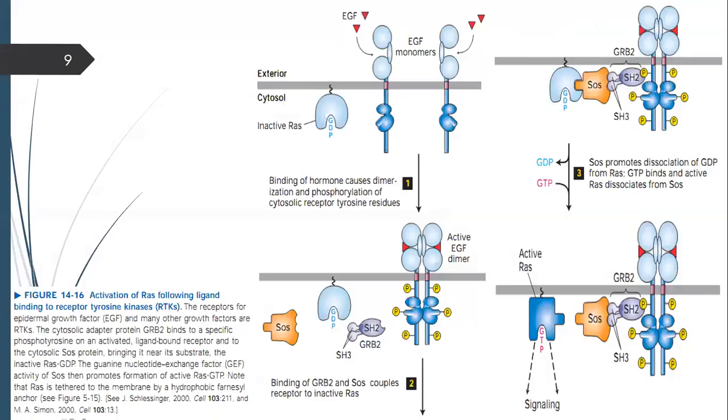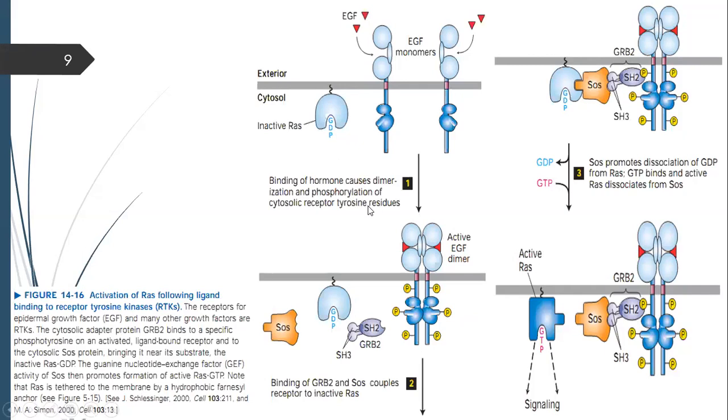Here, if you can see, this is the receptor. In the left diagram, number 1, you can see there are two monomers of the receptor, and the two monomers will have the ligand attached later on, and there will be an inactive RAS protein. How can we say that it is inactive? Because there is GDP attached there, and this GDP will be replaced with GTP later on. But how can that happen?